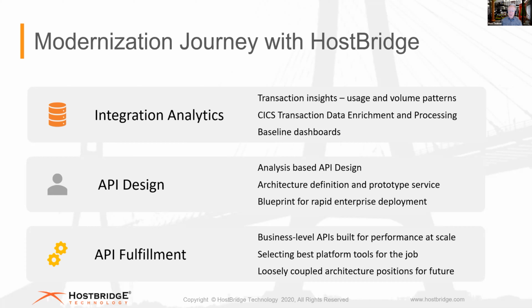Also, as we said, API design is very important to us. We are strong believers that the APIs exposed should be business oriented, not technically oriented. And of course, API fulfillment is what we're doing with a product like James just demonstrated. HB.js is our tool to fulfill a business-level API with tremendous performance and scalability using your existing mainframe application artifacts.